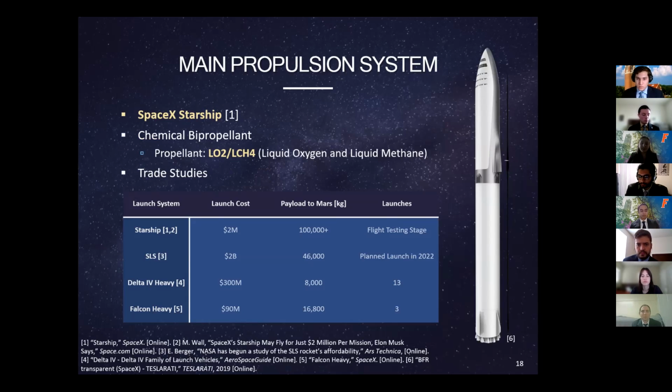The reusability of both the Starship and the Super Heavy booster provides a very low launch cost of approximately $2 million. And it has a large payload to Mars of 100,000 plus kilograms, which is why we chose it over the other launch systems that are in the table below. Next slide, please.